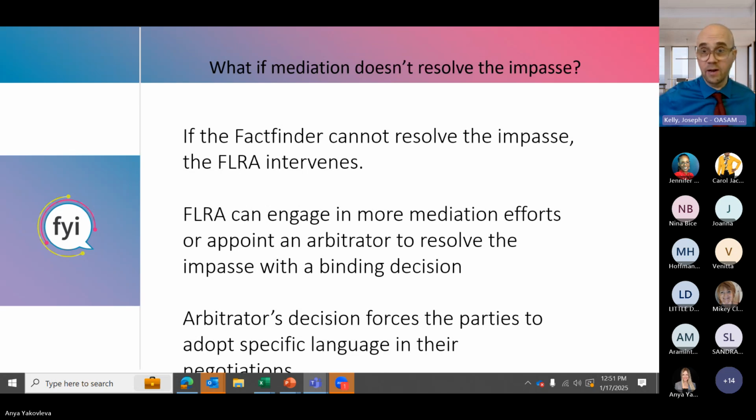So even though it was not agreed upon, and it wasn't anywhere close to agreed upon, and that's why there was an arbitration in the first place, because the parties were so far apart and couldn't reach agreement, the law deems the arbitrator's language to be an agreement that the parties must honor. And if they don't honor it, it's an unfair labor practice.